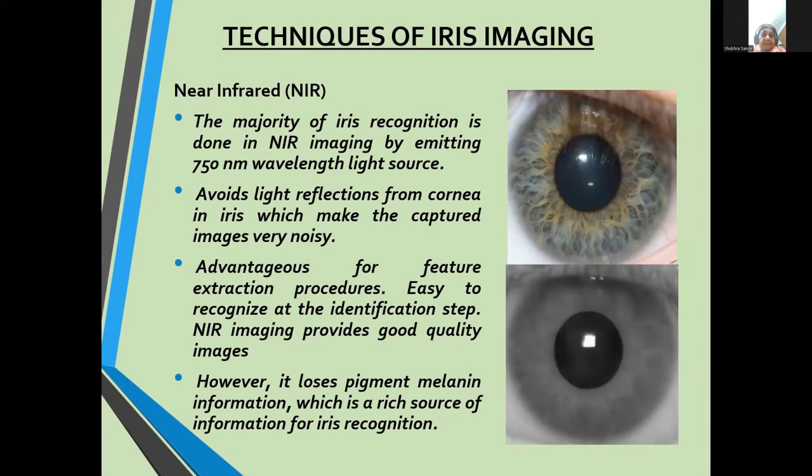In iris imaging, next is NIR, near infrared. The majority of iris recognition is done in NIR imaging by emitting a 750 nm wavelength light source. It avoids light reflections from the cornea in the iris, which make these captured images very noisy. Advantages for feature extraction procedures: it's easy to recognize at the identification step. NIR imaging provides good quality images. However, it loses pigment melanin information, which is a source of information for iris recognition.